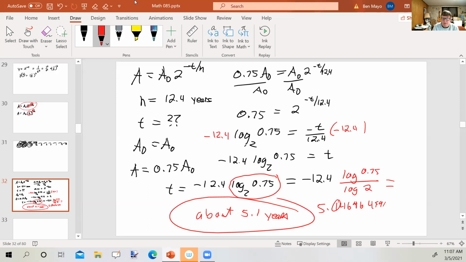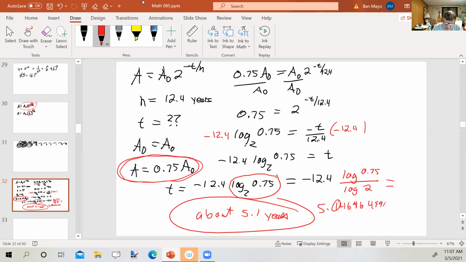Okay, any questions on that one? So back at the A naught equals A naught, and then below it, it's A equals 0.75 A naught. Do you always have to put the A naught there, or did we just happen to, do you know what I mean? Like in every equation?